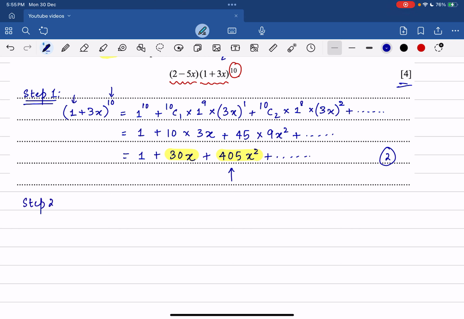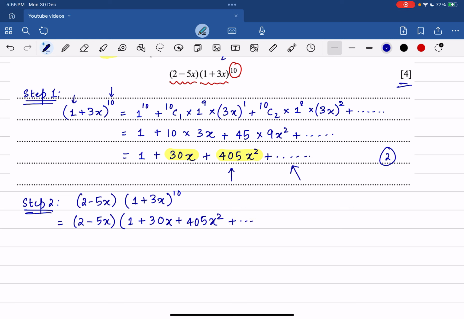Okay, so step 2 is where I'm going to multiply 2 minus 5x with all those terms in this expansion, which will lead me up to x square. Okay, so in place of 1 plus 3x the whole raised to 10, what I'm going to write is this expansion over here. Okay, and that expansion is 1 plus 30x plus 405x squared plus dot dot dot dot.